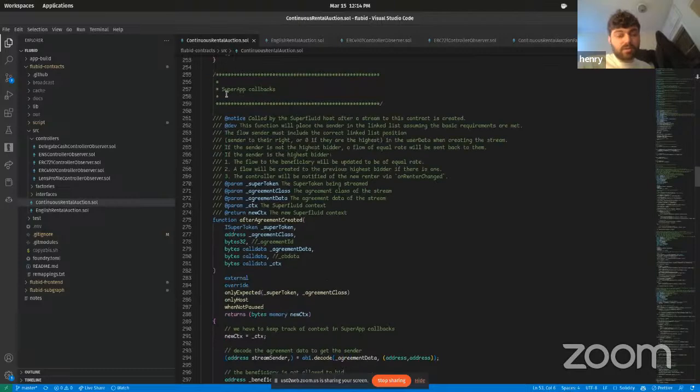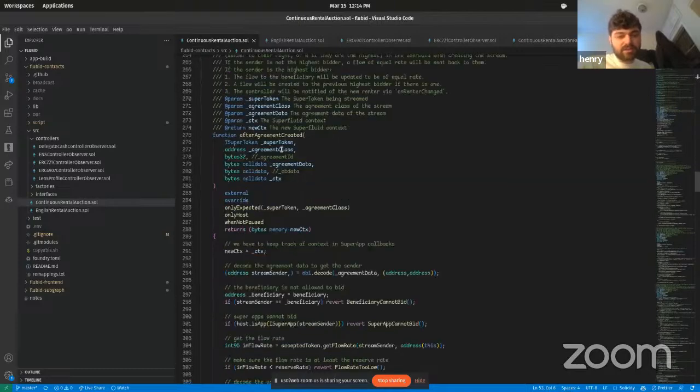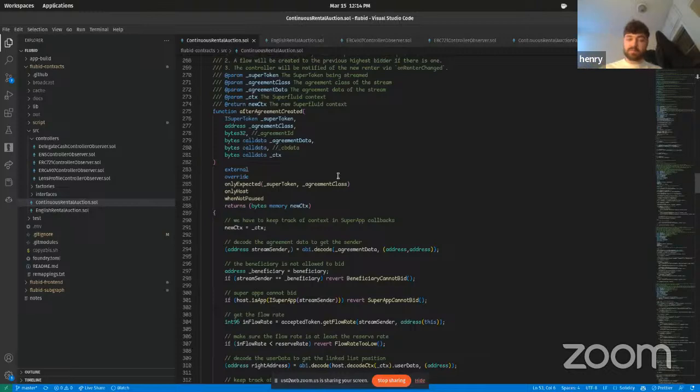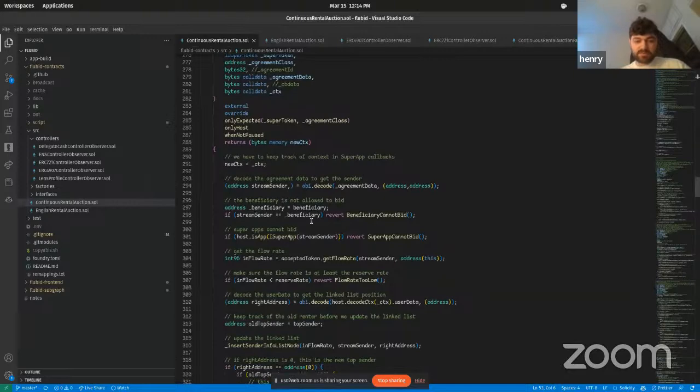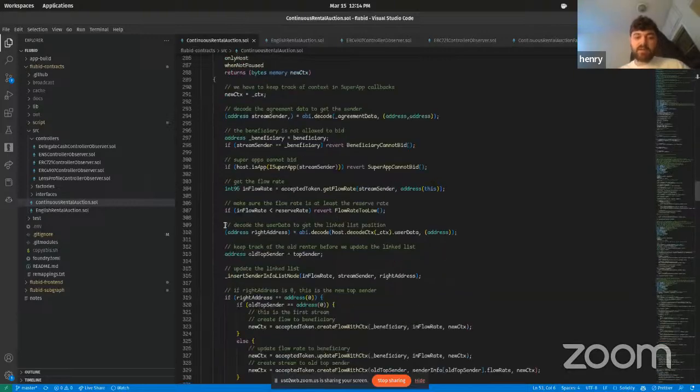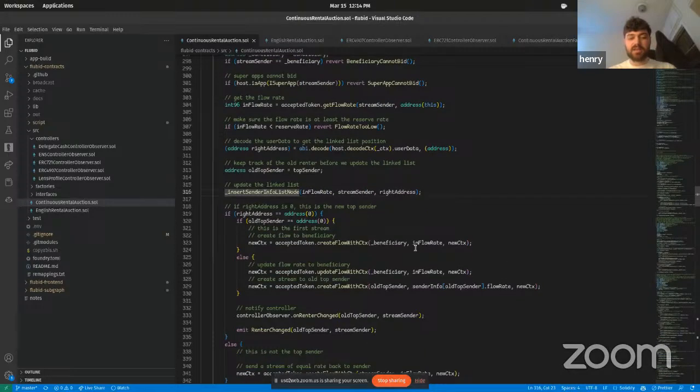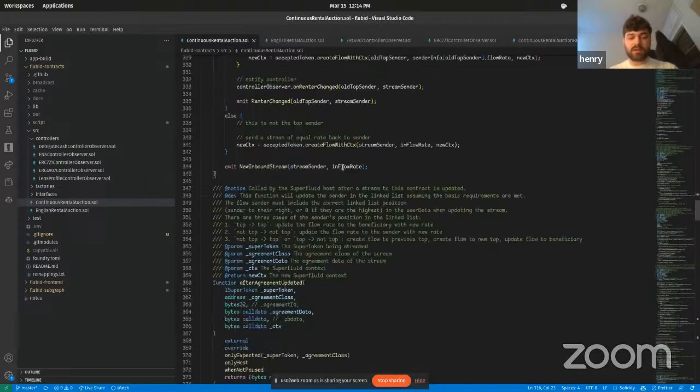And the cool things happen in the super app callbacks. So when somebody creates a stream, they're placing a bid. And so it'll do a bunch of checks here. And the cool thing is when you place a new bid or you update a bid, you have to pass your position in the linked list so the contract doesn't have to search through the whole thing. So that's what's happening here. And then it'll insert you in there, make sure that it's all in the right place, update the flows and whatnot.